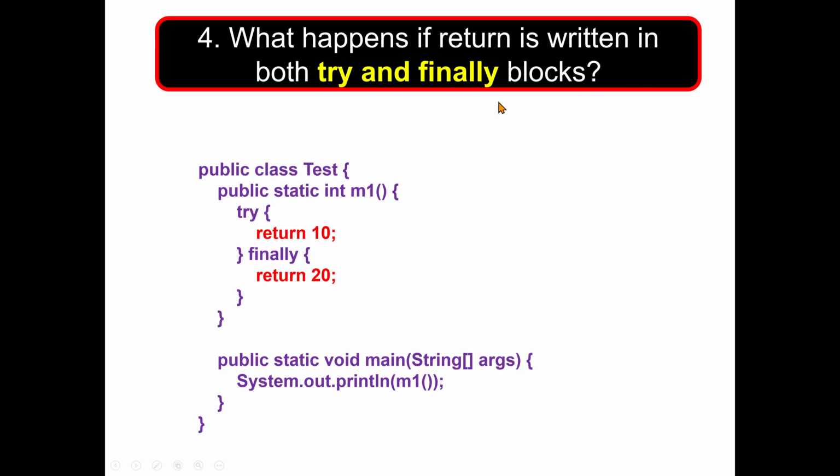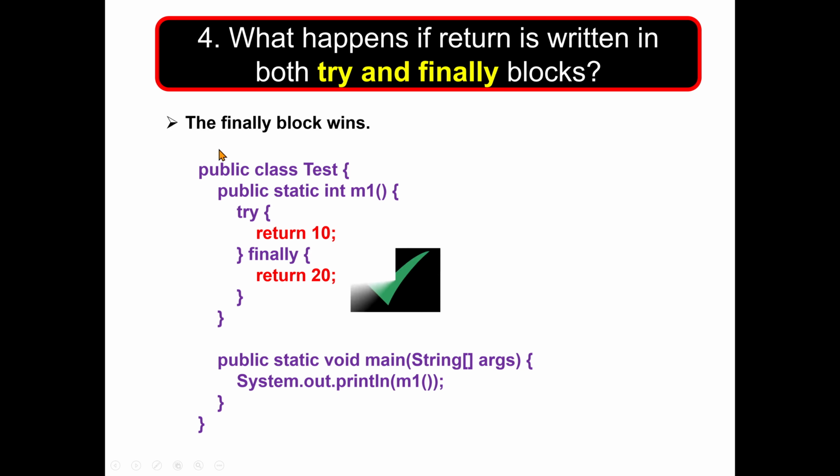Now what happens if return is written in both try and finally blocks? Like this is an example, we have written a return statement inside the try block as well as the finally block. Now which will get executed? So that is the main question.